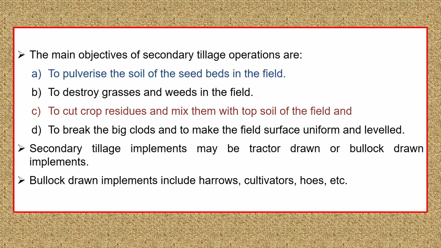Secondary tillage implements may be tractor drawn implements or bullock drawn implements. Tractor drawn implements that come under secondary tillage are harrows, cultivators, hoes, etc. These are all the secondary tillage implements. So any implements used for secondary tillage operations are secondary tillage implements, and any implements used for primary tillage operations are called primary tillage implements.